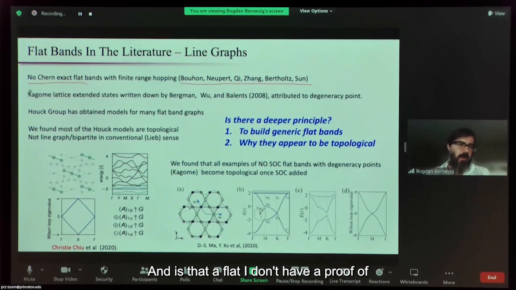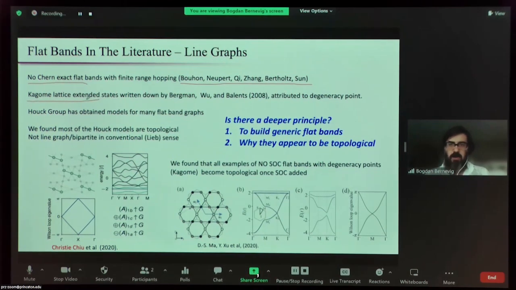Okay. Then another thing for the Kagome lattice flat bands, Bergman and collaborators wrote about lattice extended states for these flat bands. So these are the Kagome flat bands. They wrote about extended states, which they attributed to this degeneracy point. So in the Kagome, because it's a line graph bipartite-type lattice, you get this degeneracy point between this dispersive band here and the flat band.